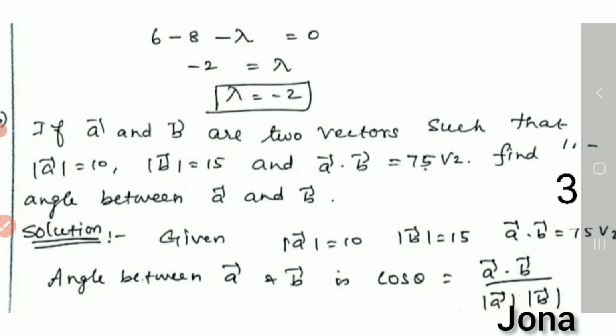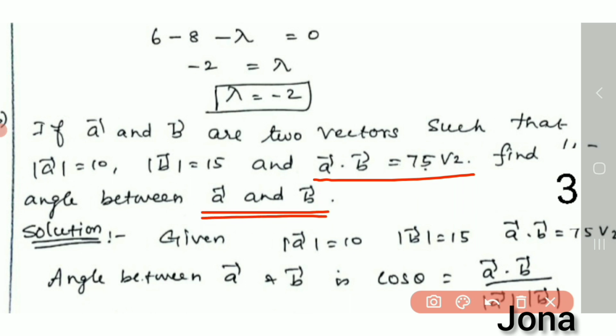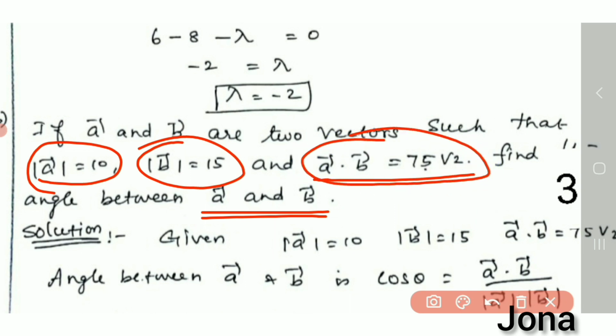Third problem. If a and b are two vectors such that modulus of a equal to 10, modulus of b equal to 15 and modulus of a dot b equal to 75 root 2. Find the angle between vector a and vector b. Here it's given modulus of a, modulus of b and a dot b equal to 75 root 2. We want to find the angle between a and b.